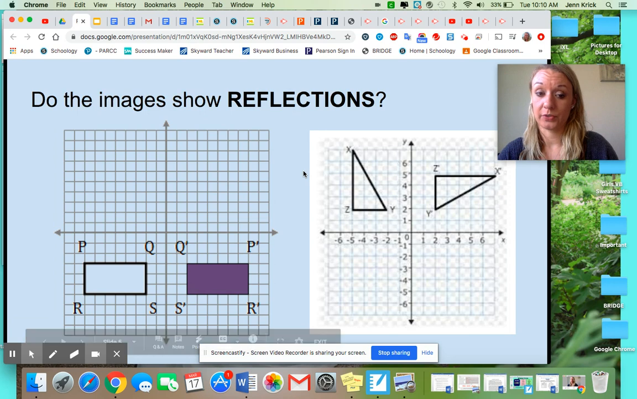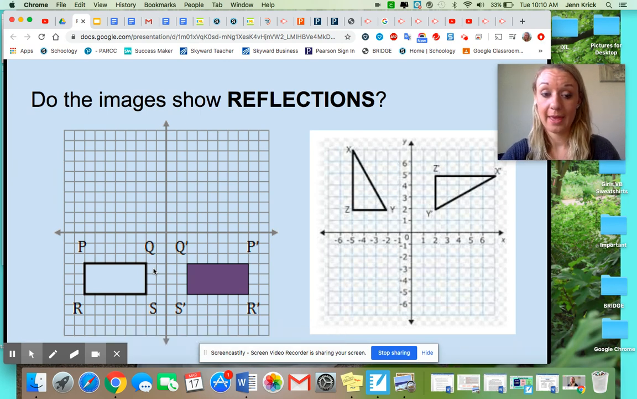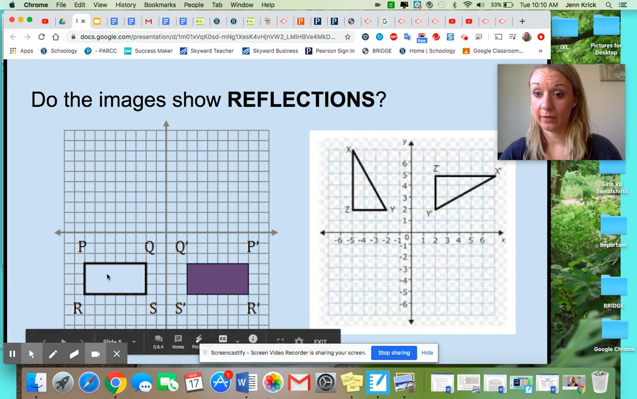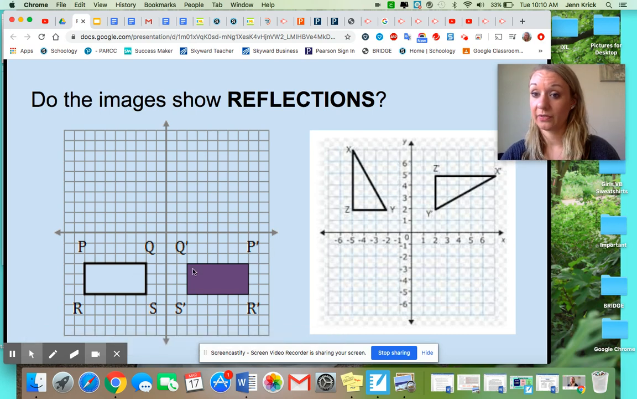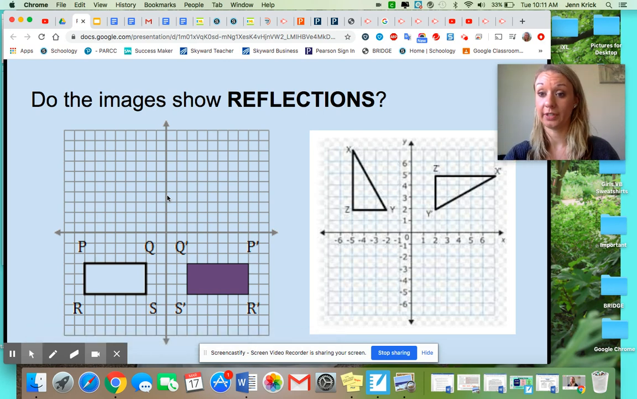Look at the 2 images on the screen. Let's start with this one on the left. Does this show a reflection? If you need to pause it and look at it, do that. I know that my white rectangle is my pre-image because it's PQRS. This one is my actual image because it's got P prime, Q prime, S prime. This is a reflection over your y-axis. It flipped over your y-axis, and you know that it's a true reflection because Q is 2 away and Q prime is 2 away.